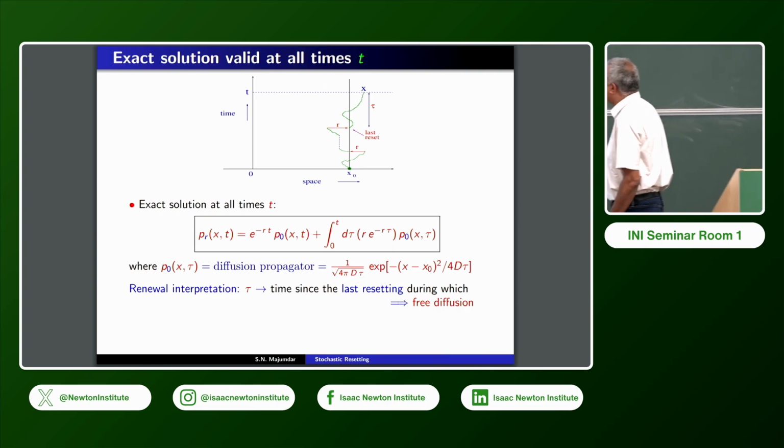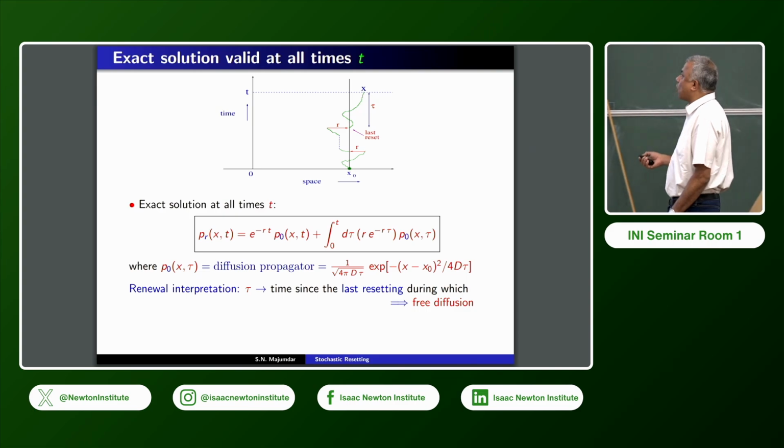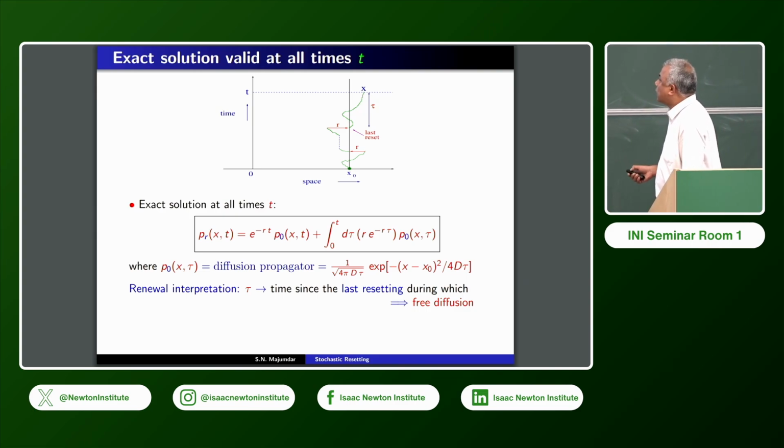The second term is when one or more resettings occur, and in that case, you can use this renewal interpretation, because what happens is that, after every resetting, the process renews itself. So all I need to look at is the last resetting before time t, because I know that after the last resetting, the particle has relocated at x0, and after that it's just a free diffusion, since this is the last resetting event. Now, p0(x,tau), where tau is the time since the last resetting, is a random variable. So during that time, you have just a bare diffusion propagator.